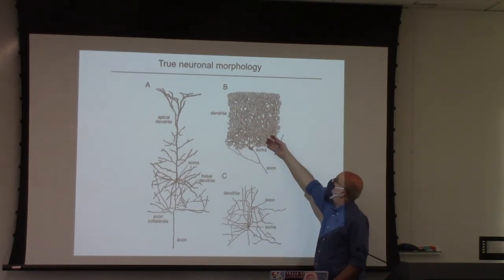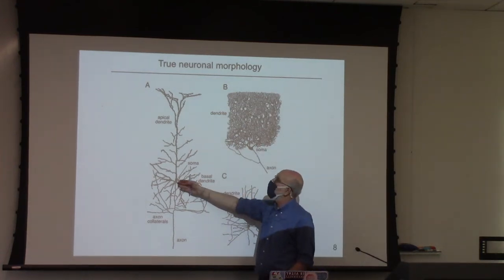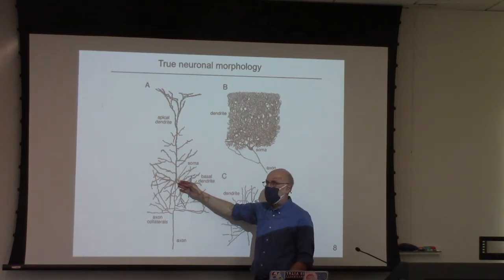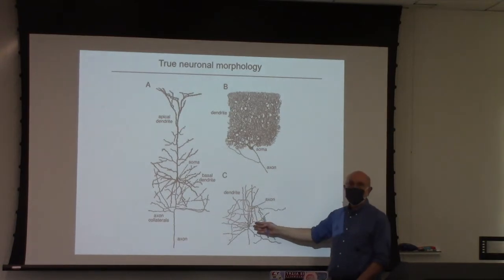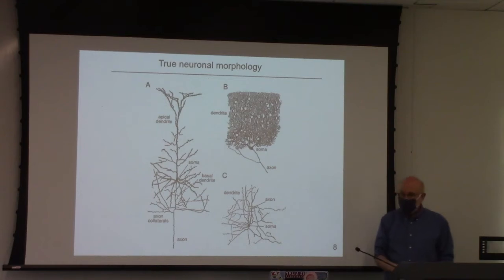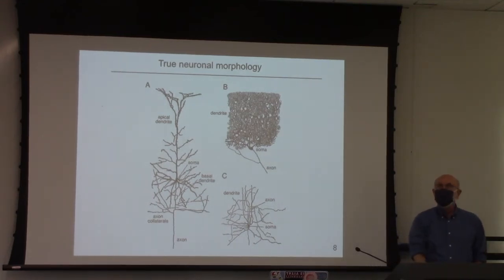This is a cell in your cerebellum. This is a cell in your hippocampus. We'll talk more about those anatomical structures in a few days. Here's a cell in your cortex, your cerebral cortex. Okay, so it's complicated. Neurons are special because of their complexity.